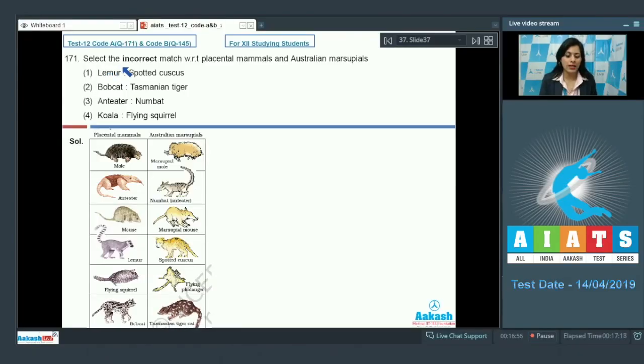Question number 171. Select the incorrect match with respect to placental mammals and Australian marsupials. Now let's discuss the options. The very first option is lemur and spotted cuscus. And as it is a correct match, this cannot be a correct answer to our question.